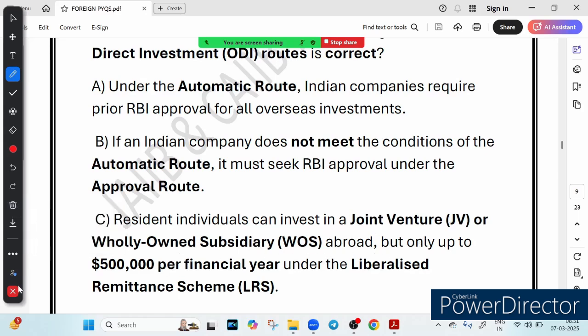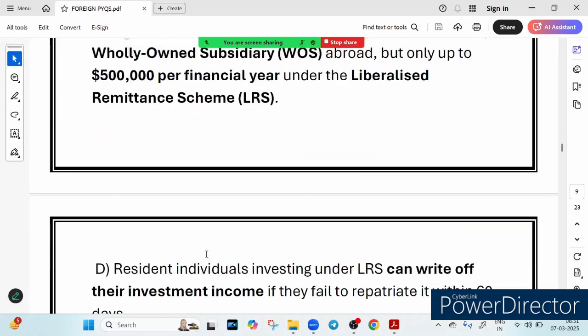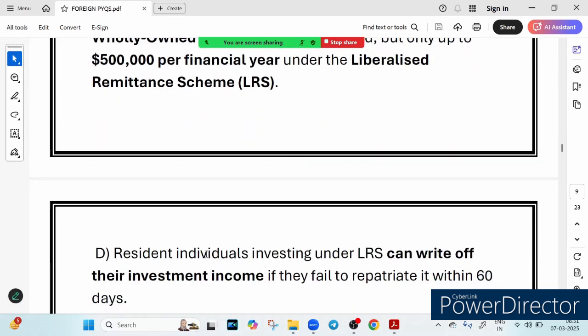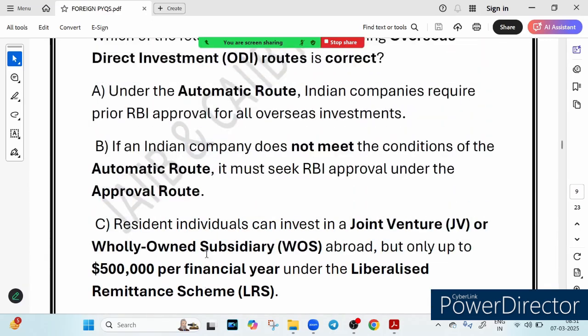And let's see option D. Option D, a resident individual investing under LRS can write off their investment income if they fail to repatriate it within 60 days. So let's go through each and every option. First of all, think yourself what the correct answer is.